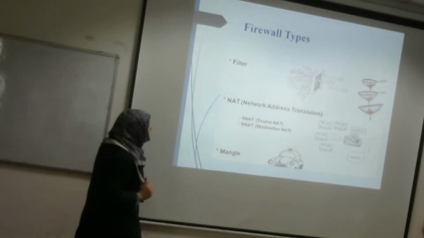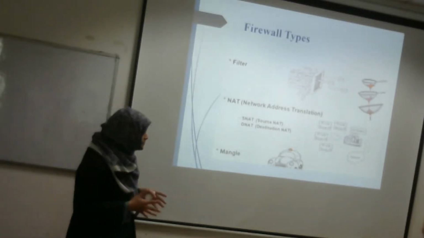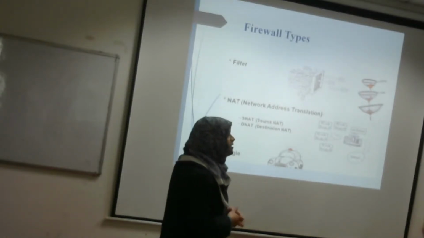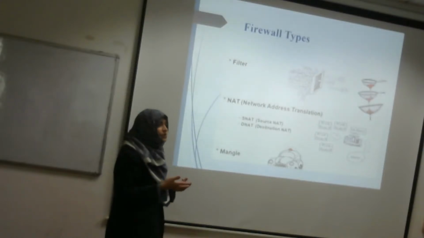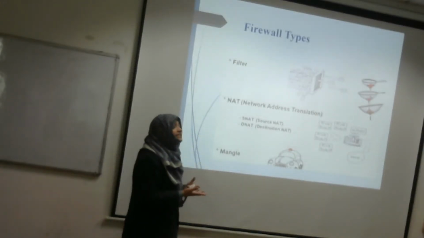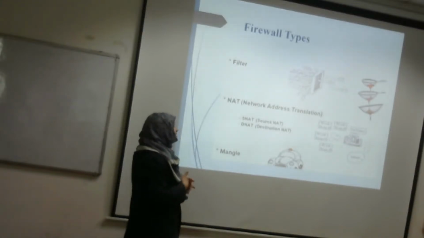And what a network address translator does is this: if we are in a private IP, our network is private, so public IP addresses will not be able to connect to our network. So a network address translator translates the private network to a public network, and then the connection is established.